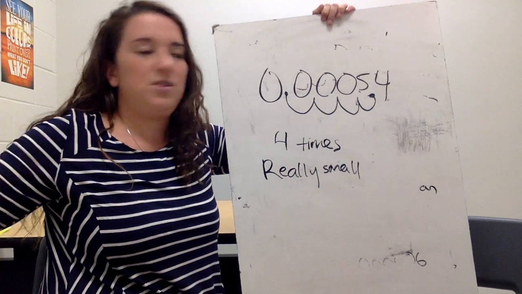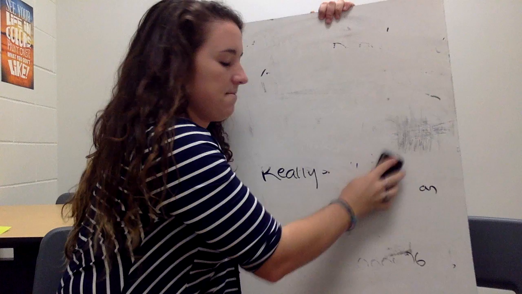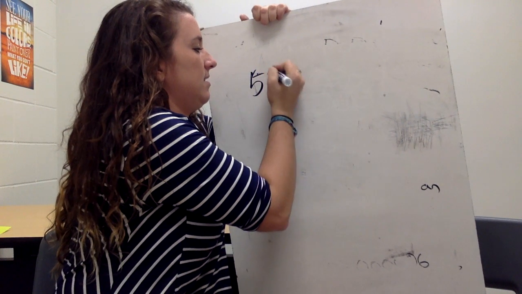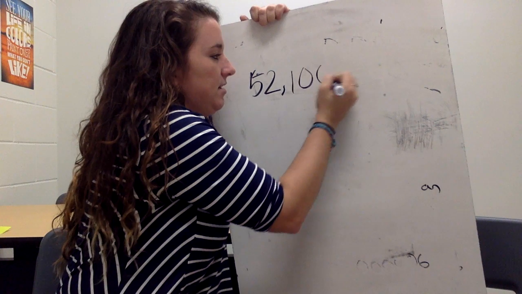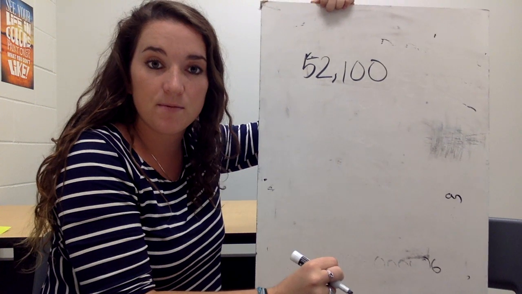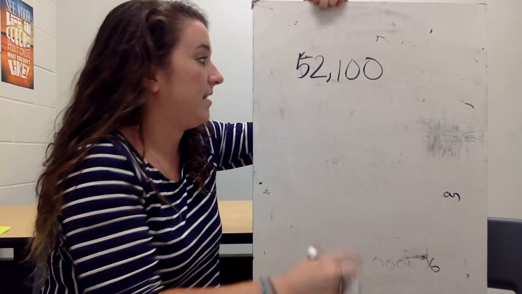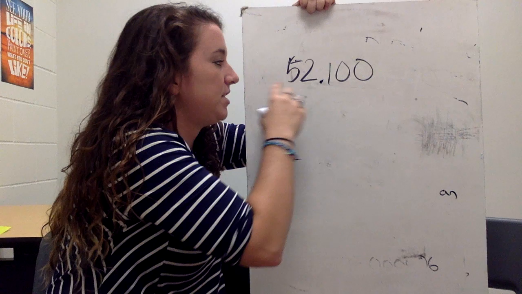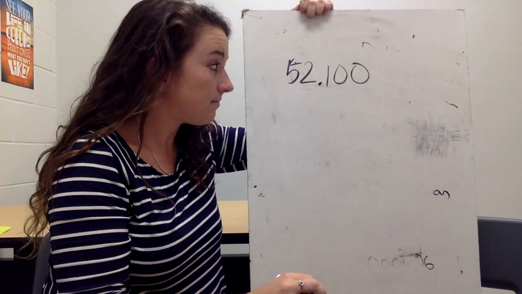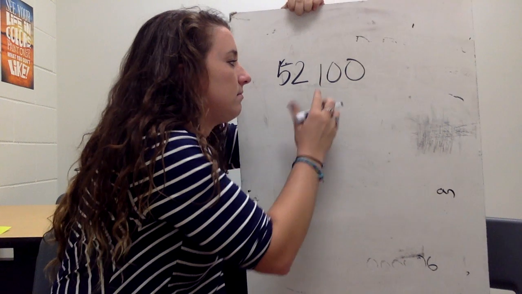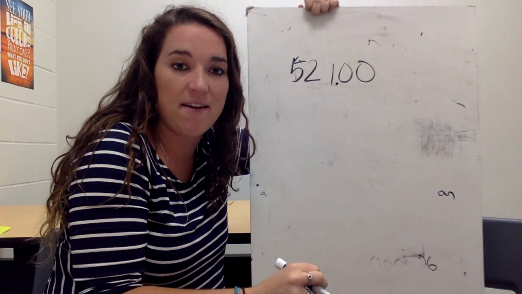Let's go on to do 2 more. For my next number, I have 52,100. Where do I need to place my decimal so the number becomes between 1 and 9? If I place it where this comma is, I have 52.1. Is that number between 1 and 9? No. If I move it back, now I have 521.